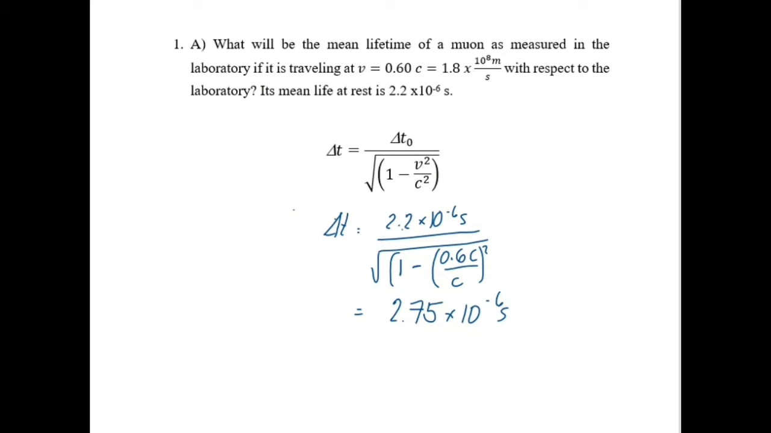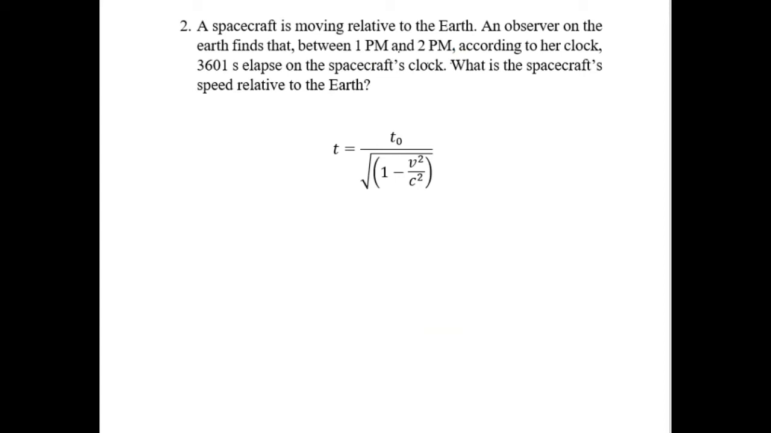Next item. A spacecraft is moving relative to the Earth. An observer on the Earth finds that between 1 p.m. to 2 p.m., according to her clock, 3,601 seconds elapsed on the spacecraft's clock. What is the spacecraft's speed relative to the Earth?